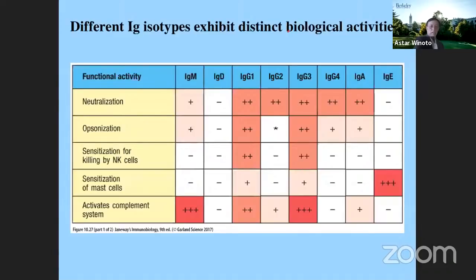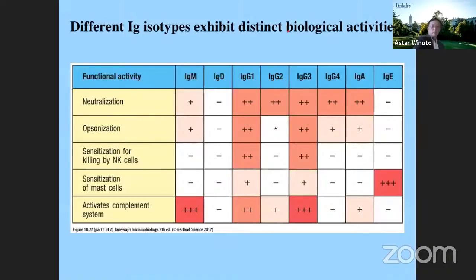IgE is actually for allergy, and I'm not going to discuss it here. IgA is, let's say, in the eyes or in the intestine, and I'm not going to discuss it either. So IgG and IgM are the 2 isotypes that I'll discuss.